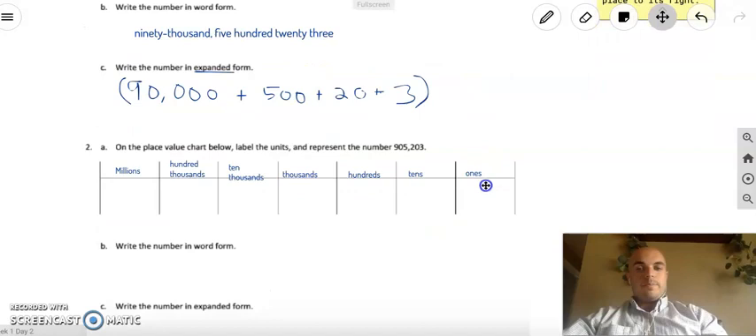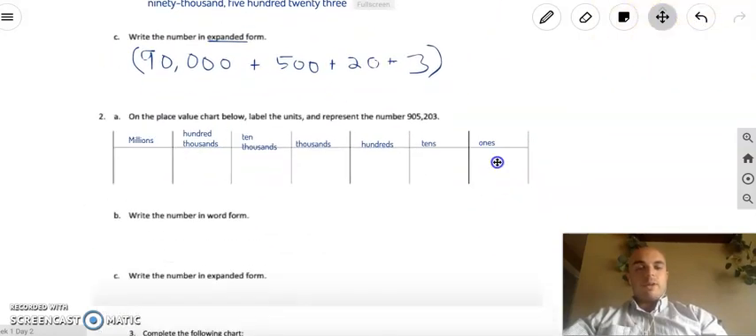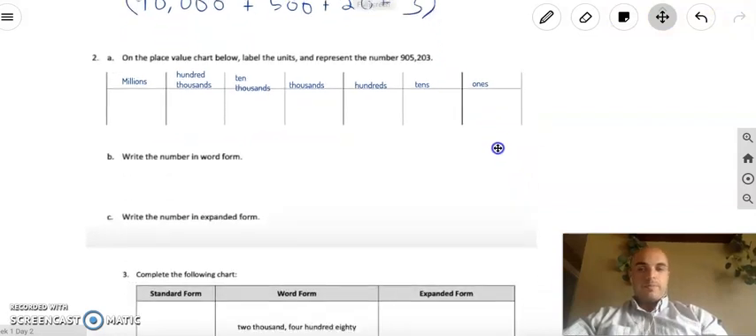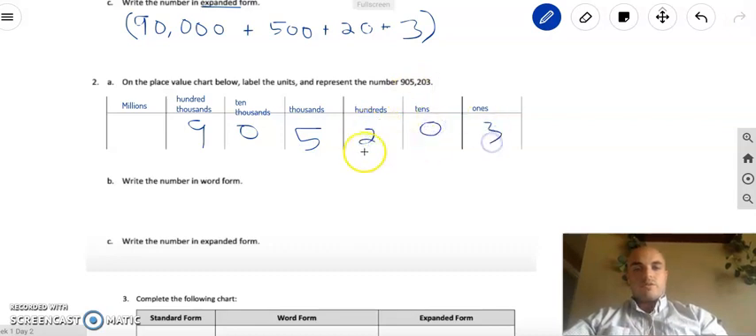Let's look at another example. I'm going to do the same thing, but with this number down here, which looks very similar but has a larger value. So it says on the place value chart below, label the units, which I've done ahead of time, and represent the number 905,203. So I'll start with our 900,000. 0 on the 10,000s. I have 5 thousands. I have 2 hundreds, 0 tens, and 3 ones. And I'll find my comma here.